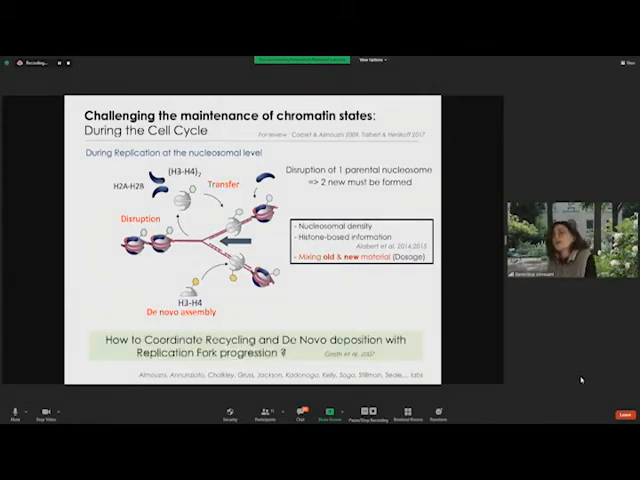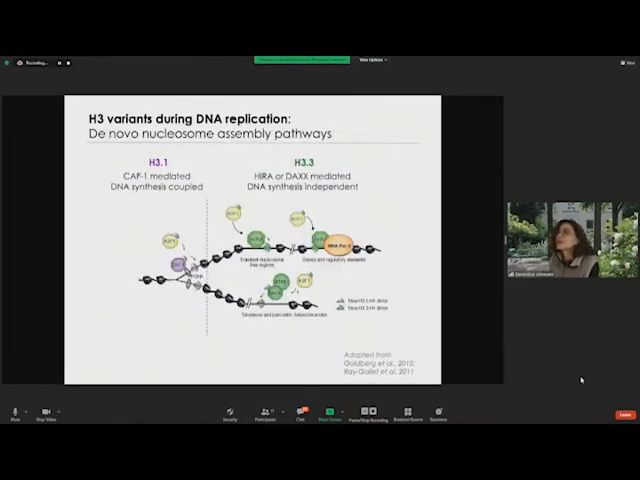So here the question is how you coordinate recycling and de novo deposition with replication progression. This has been a question that a number of labs have contributed to, as I've listed here, and we are still learning quite a lot. So in terms of the de novo nucleosome assembly pathway, we had learned a lot with approaches using in vitro systems initially.